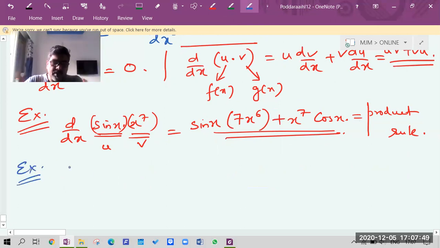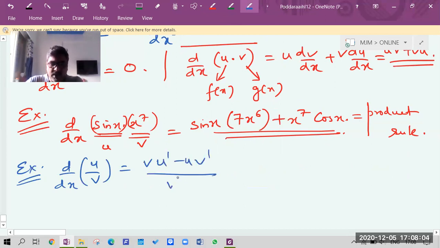Okay. Further on, here, if I have d by dx of, in a similar way, two functions which are divided, I'll directly take a formula u by v. Then the formula works as v u dash minus u v dash upon v square, right? Where u and v are functions of x. U dash means, what does u dash mean? Derivative of u with respect to x. Is that clear? Let's take an example to understand, and this is basically known as quotient rule. So it is quotient rule.